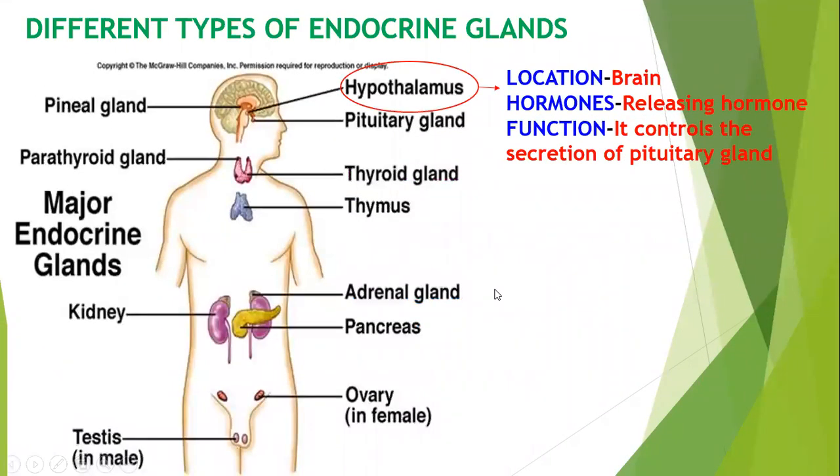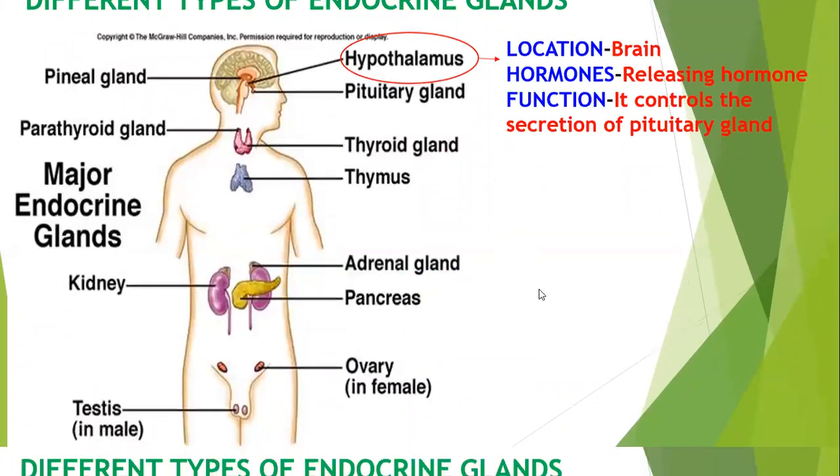The first one is your hypothalamus, which is located in the brain, and the hormone which is secreted by this gland is called releasing hormone, which controls the secretions of the pituitary gland.